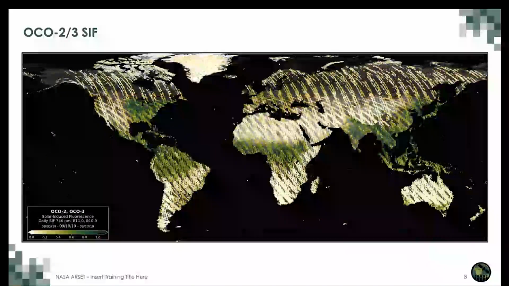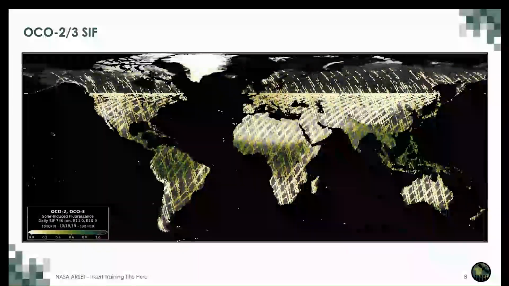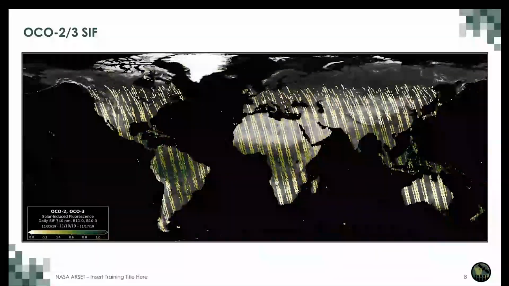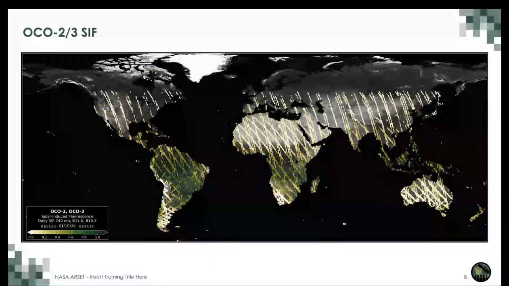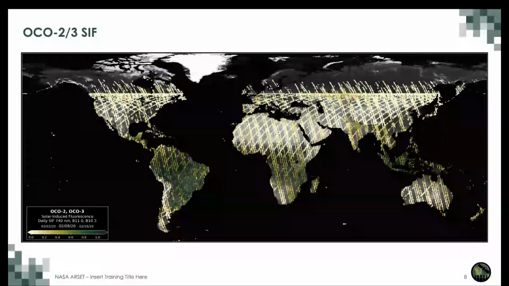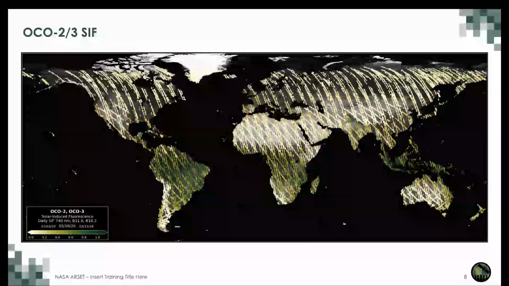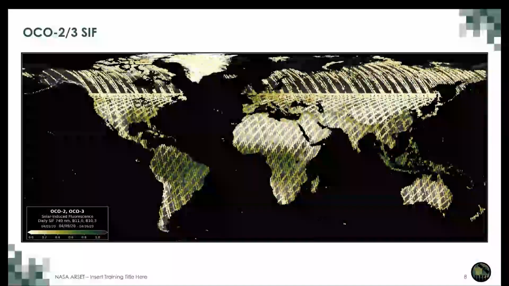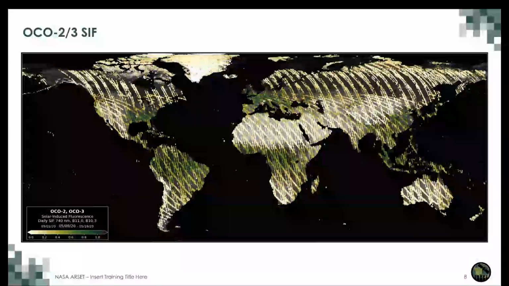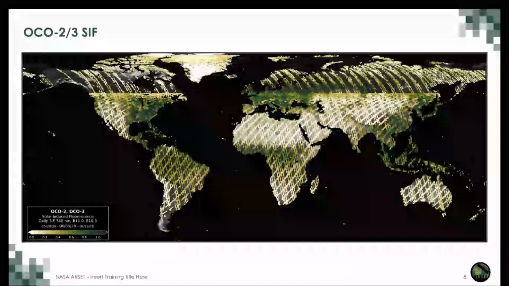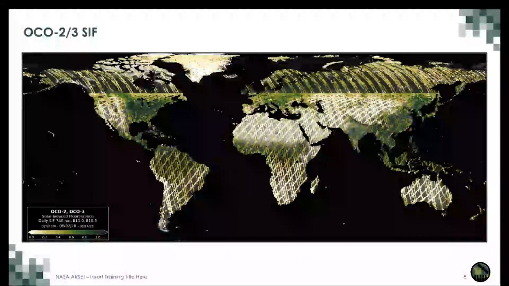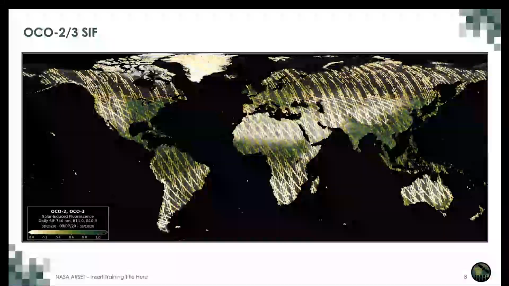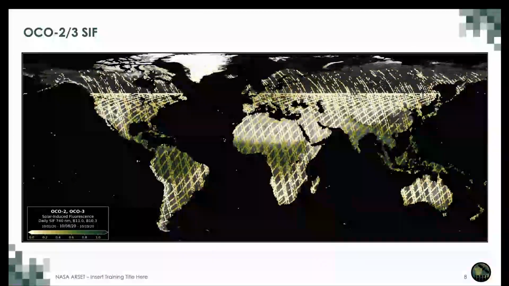This animation presents biweekly SIF observations from OCO-2 and OCO-3 together. The SIF spatial patterns are very similar to the ones that I just showed, but the distinct sampling patterns of OCO-2 and OCO-3 are much more obvious here. You can see that OCO-3 has this irregular spatial coverage, but OCO-2 has this fixed pole-to-pole observation coverage.